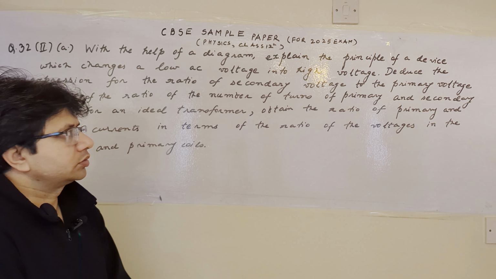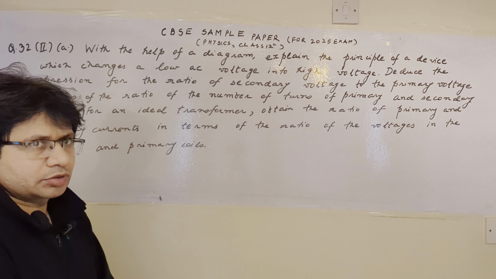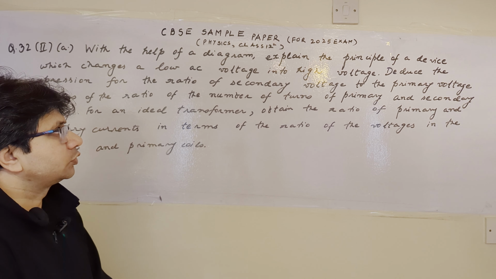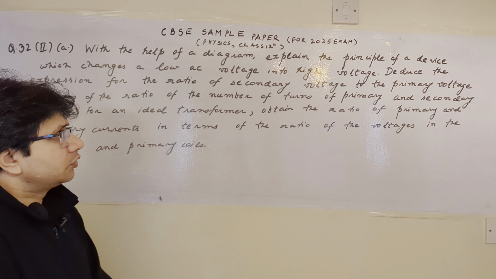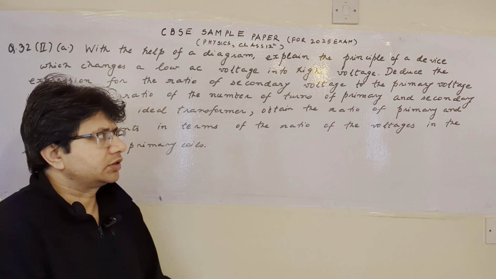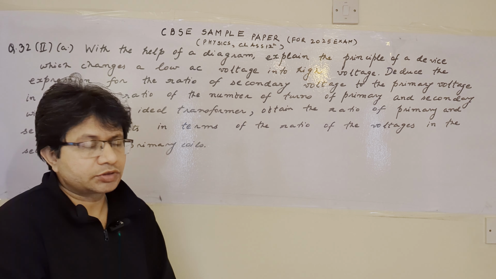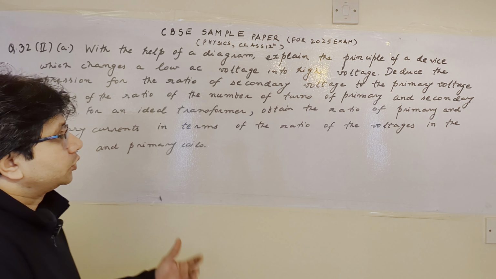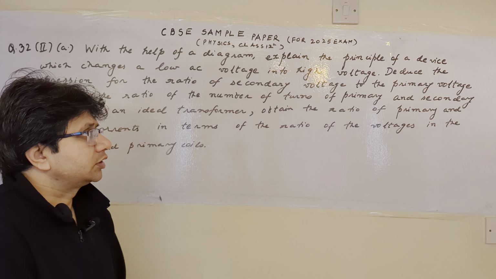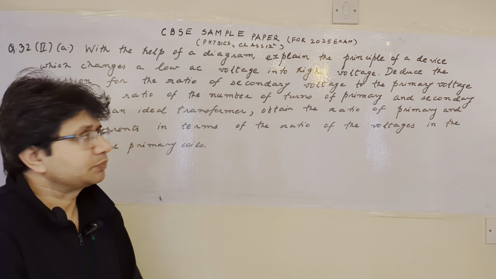So the question is about the device known as transformer. We have to write down the principle of the device. We have to draw the diagram of the device. We have to find out the relationship between the EMF at the primary and secondary side and the number of turns. We have to derive the relationship between the currents and voltages at the primary and secondary sides respectively.